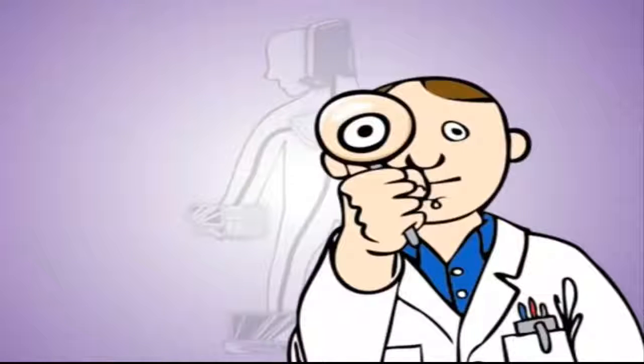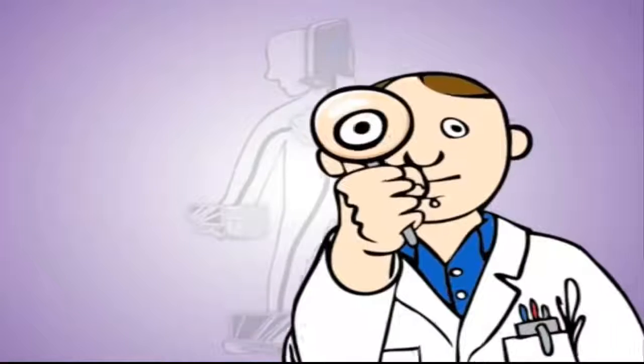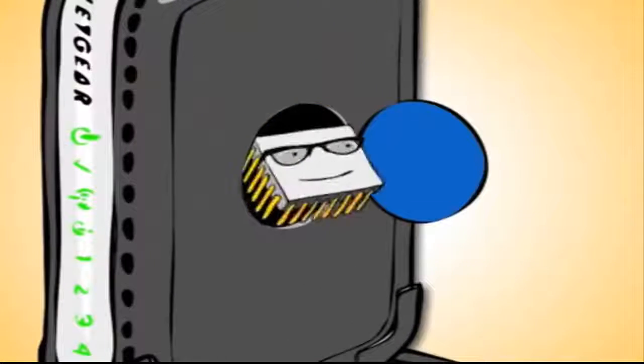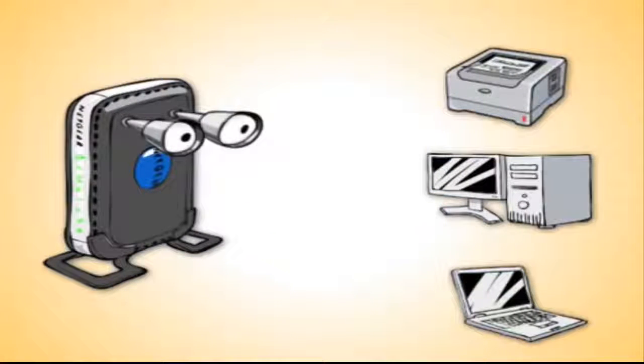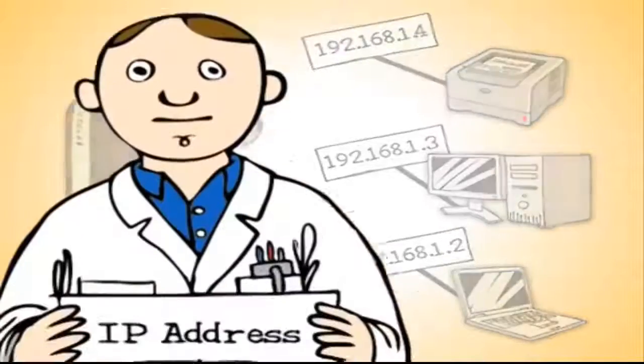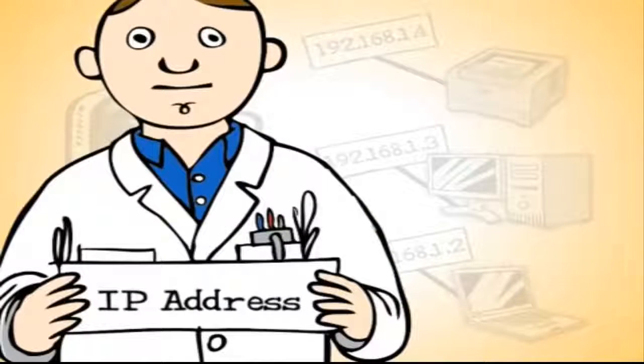Now let's check out each of the components of a wired network in more detail. We'll start with the router. A router has a smart little computer inside that identifies all of the computers and devices on your network and assigns a unique number to each one. Techie people call this an IP address.